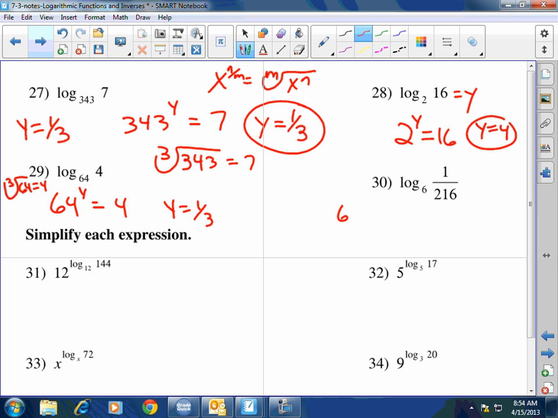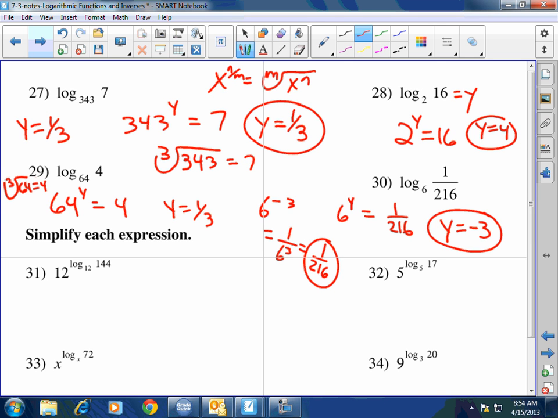6 to what power equals 1 over 216? Now remember, it's a fraction, so you know it's going to be a negative for sure. Awesome. And then y equals -3, because 6 to the -3rd equals 1 over 6 cubed, which is 1 over 216. Does that make sense, guys?